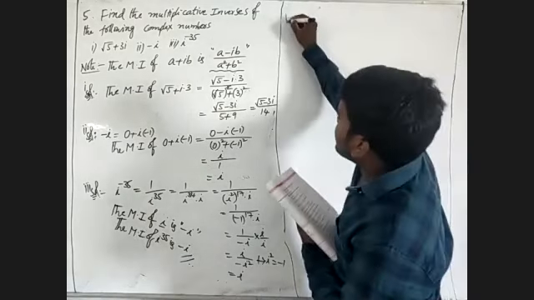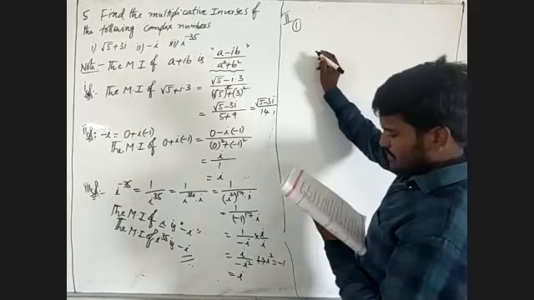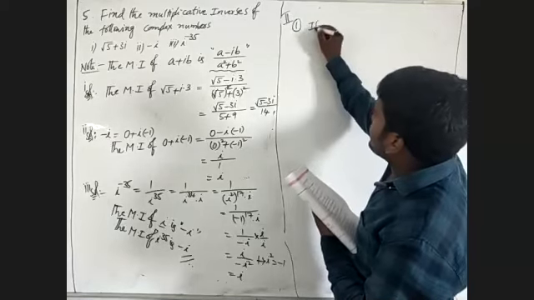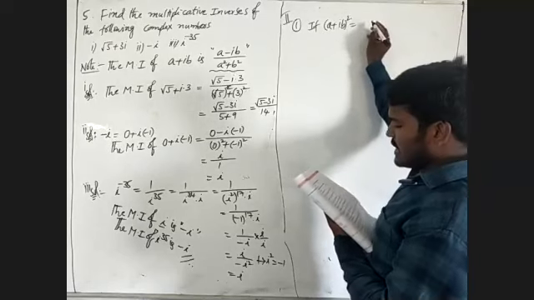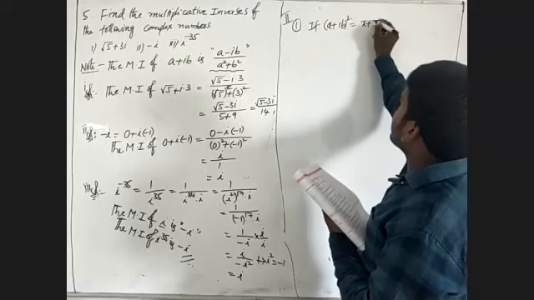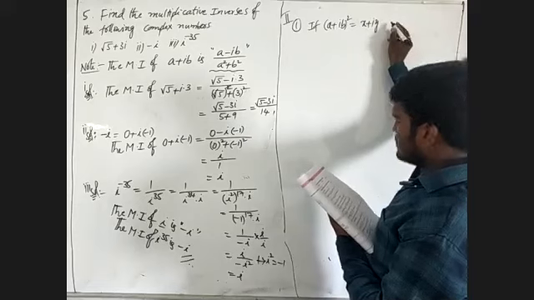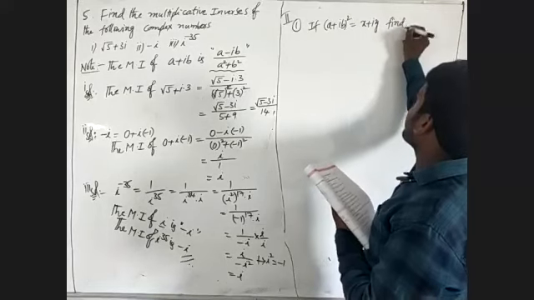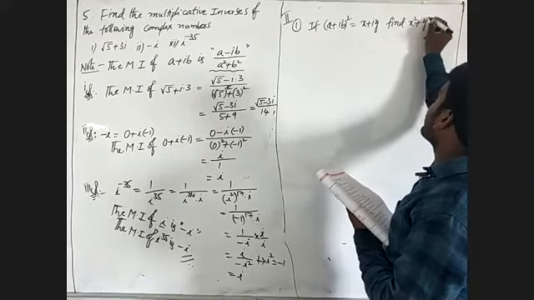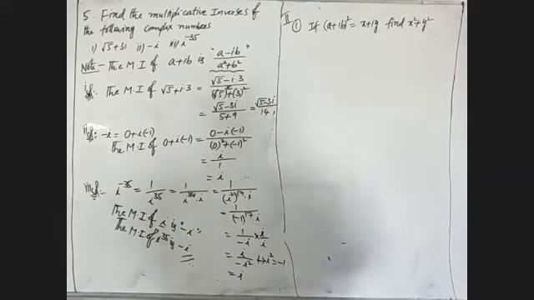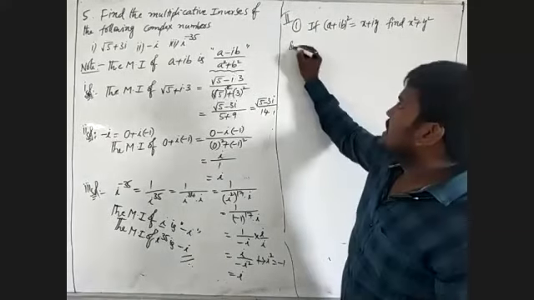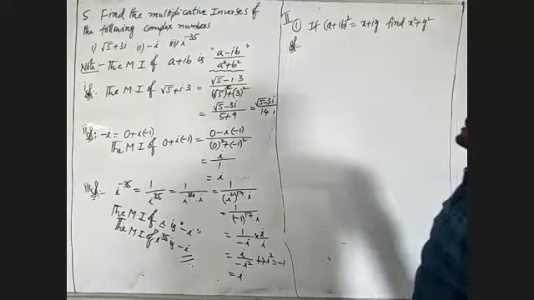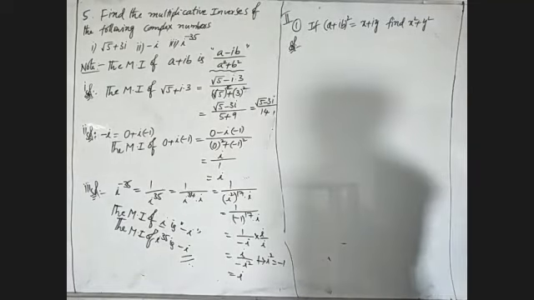Now I am going to the second section, first problem. If a plus ib whole square is equal to x plus iy, find x square plus y square.